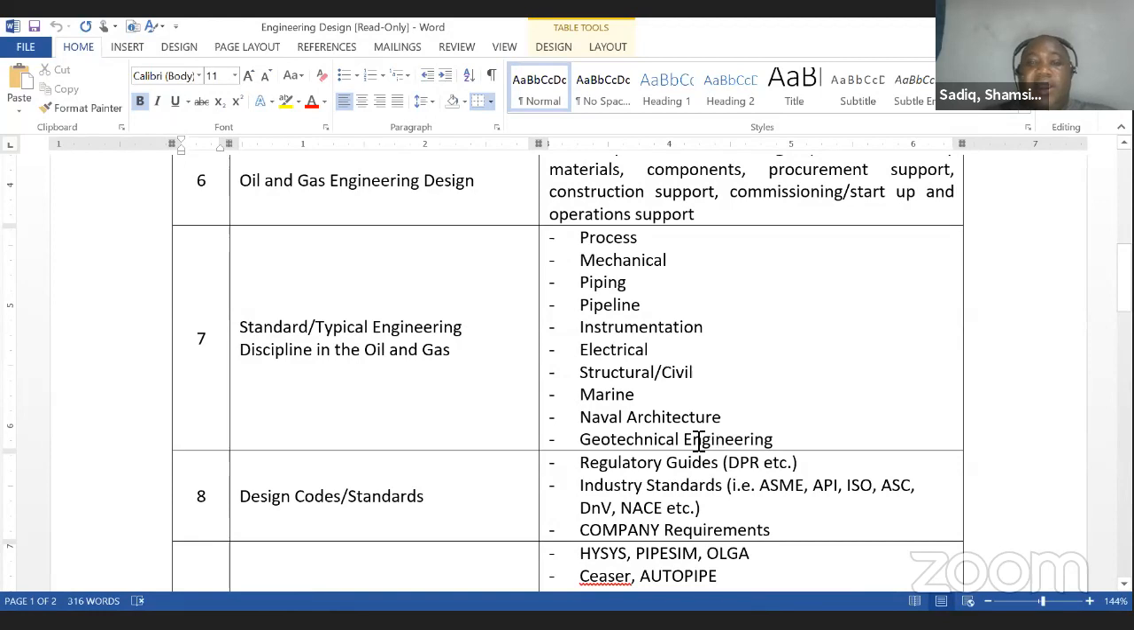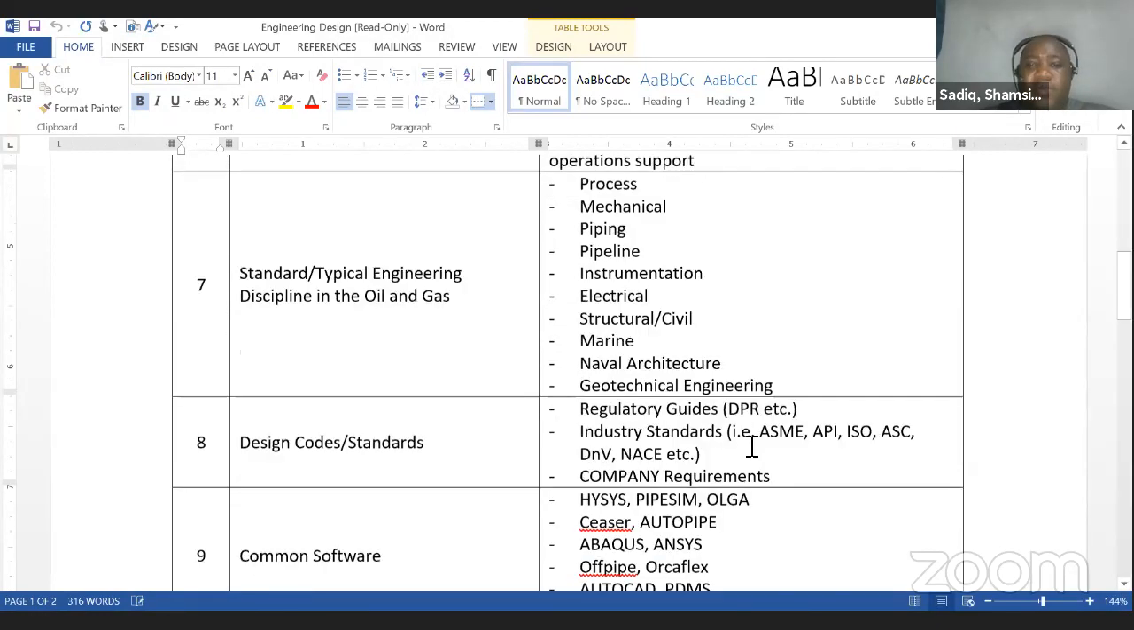geotechnical, and this is an aspect of civil engineering that covers geotechnical engineering. So where you don't get somebody that has a pure geotechnical experience, a civil engineer can manage to function.